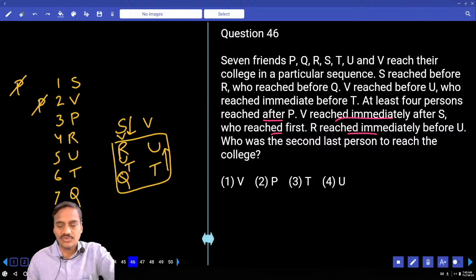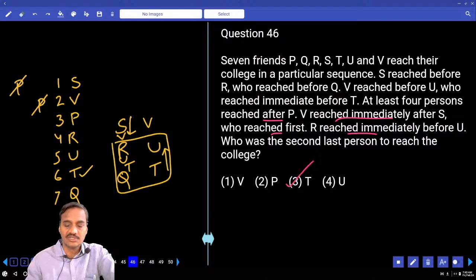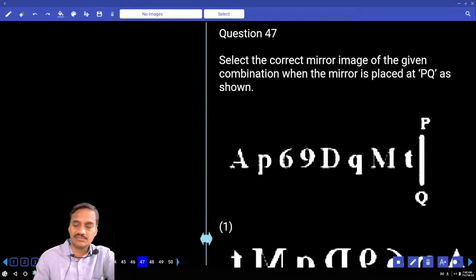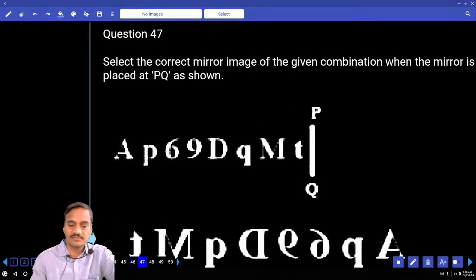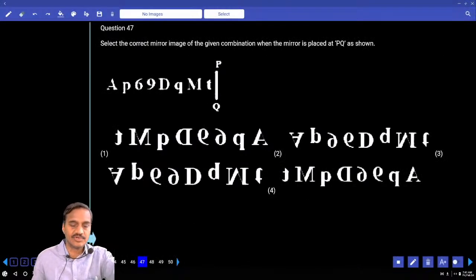Then, who was the second last person to reach the college? T. That is given in choice 3, question number 46. Then the 47th one, we need to find out the mirror image of this. Tell me what is your answer here.